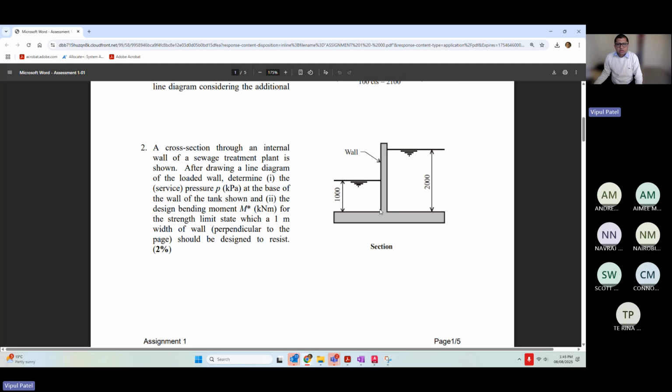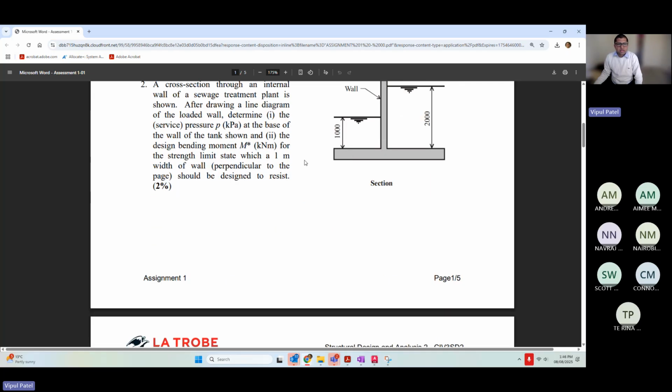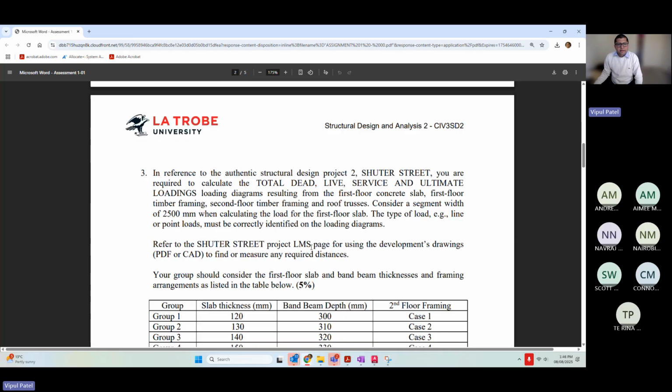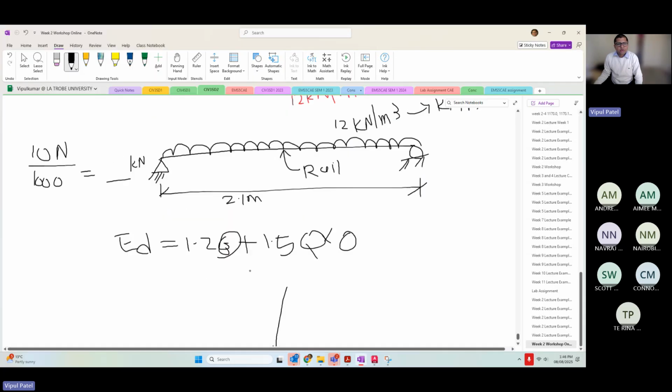So you need to calculate the pressure, I think in kilonewton per meter square, using the density of the water and all. Then the design bending moment M star for the strength limit state, for 1 meter width of the wall perpendicular to the base, to resist the design load. So you need to calculate M star like structural analysis. In reference to the authentic structure design project, Sutter Street, we did it with the total dead load and live load.